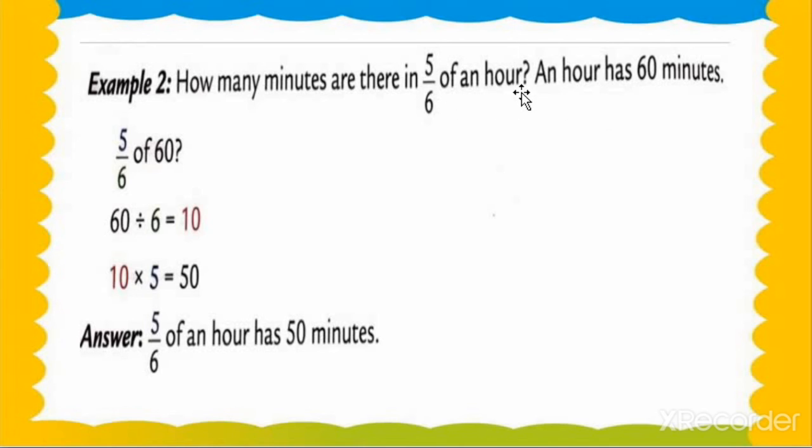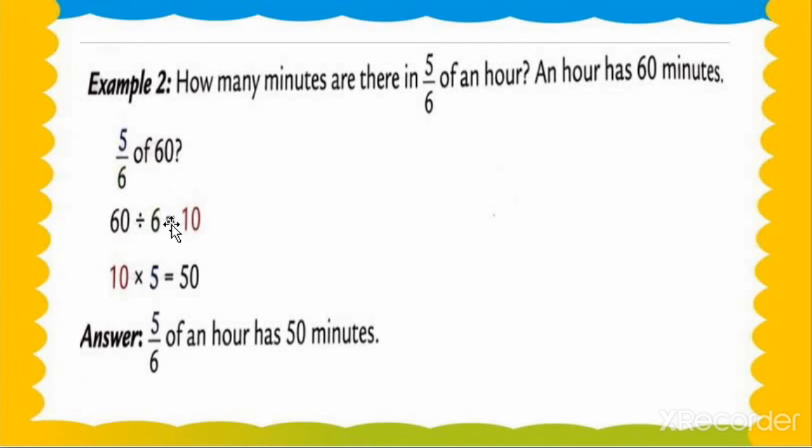In an hour, how many minutes will come? 60. 60 minutes is equal to 1 hour. So see this here, 1 hour has 60 minutes. So 5/6 of 60. So this 60 we take and divide by 6. Okay. So my dear students, in table number 6, 60 will come.